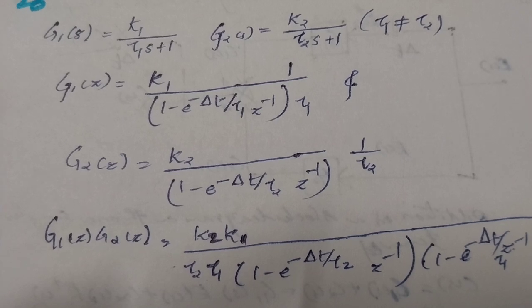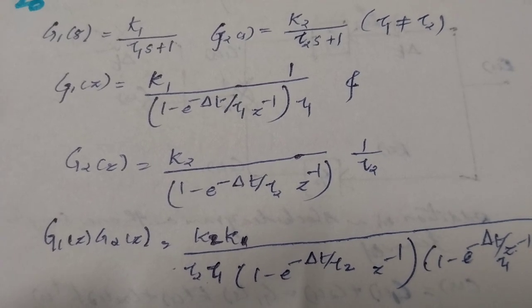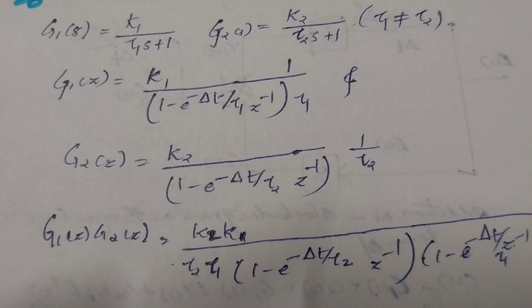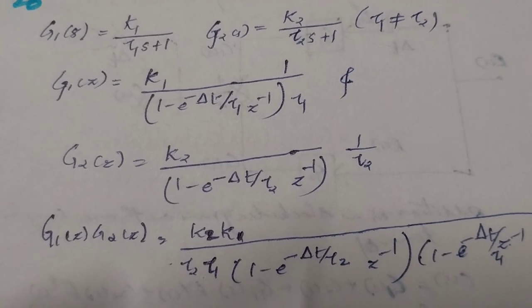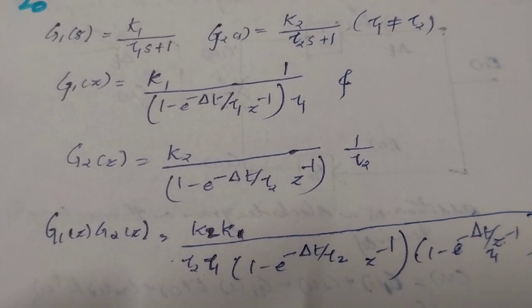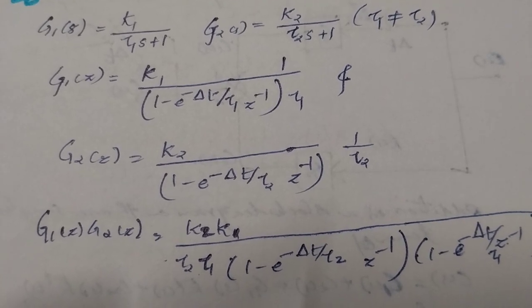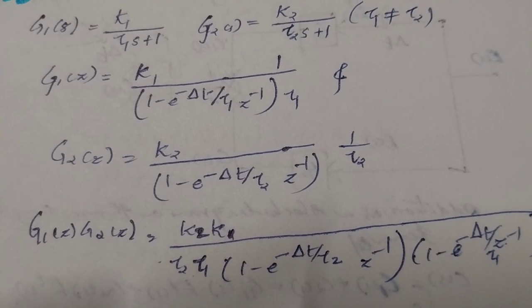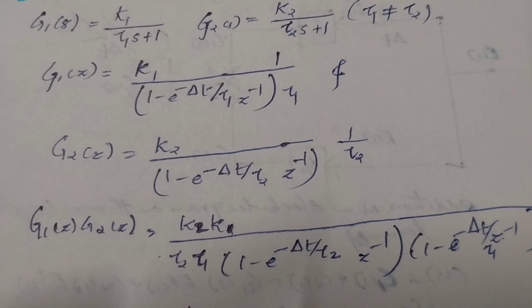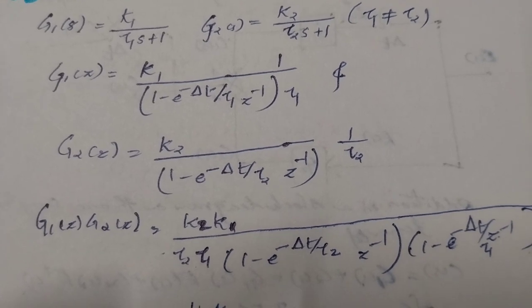G1(z) is equal to K1 divided by 1 minus e raised to minus delta t divided by tau 1, z raised to minus 1, all divided by tau 1. And G2(z) is K2 divided by 1 minus e raised to minus delta t divided by tau 2, z raised to minus 1, divided by tau 2.